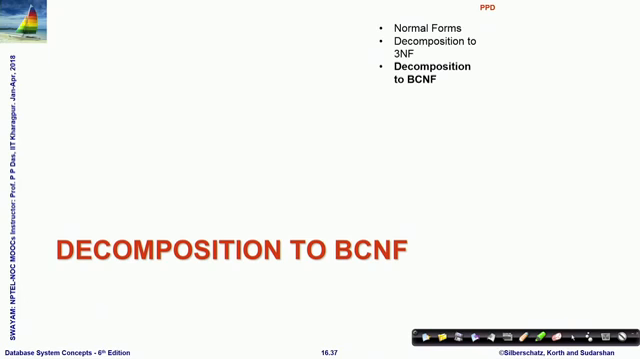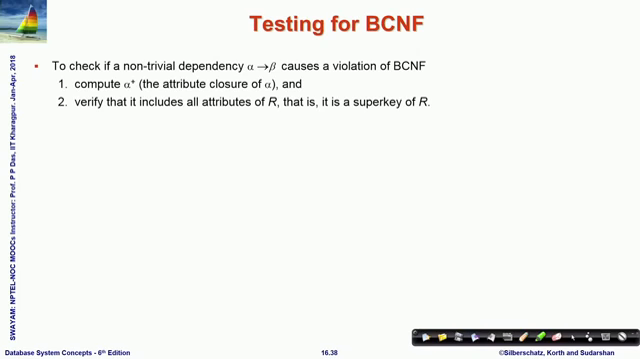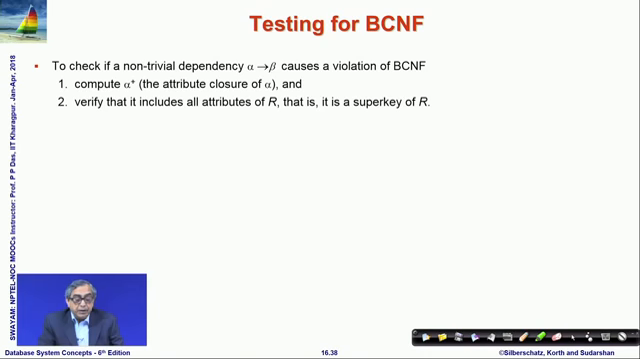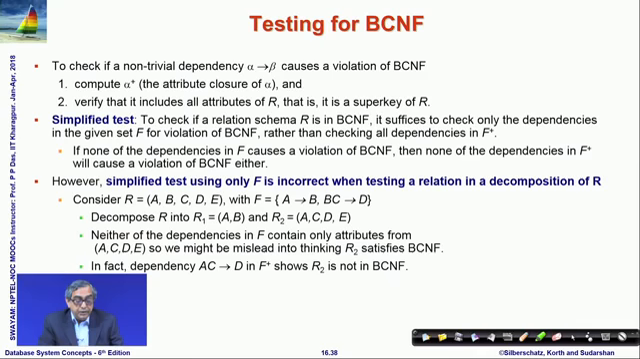Next we will quickly recap the decomposition into BCNF, Boyce-Codd normal form, which we had seen earlier. We know that Boyce-Codd normal form guarantees that every dependency that exists must be either trivial or the left-hand side must be a super key. So, using the algorithm described here, you can test for Boyce-Codd normal form.